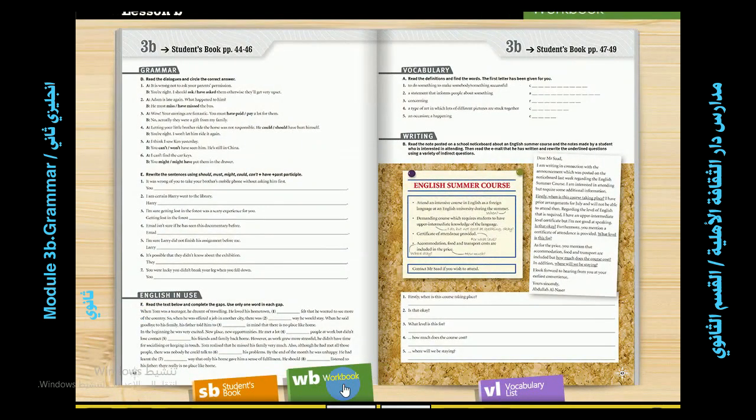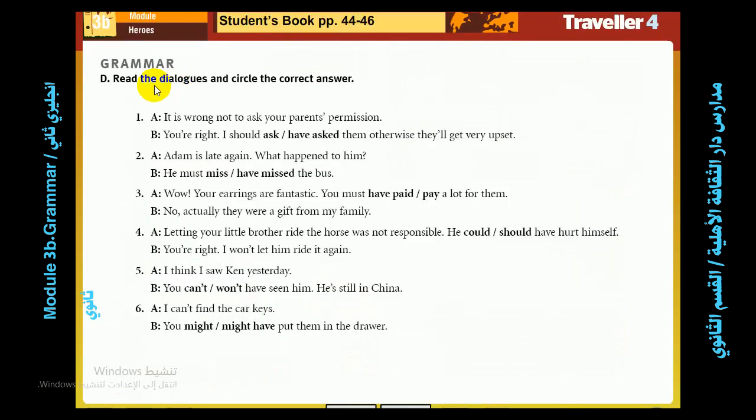Look at your workbooks at page 42. Exercise D. Read the dialogues and circle the correct answer. A. It's wrong not to ask your parents' permission. You are right. I should ask them, otherwise they will get upset. I should ask. In this sentence, I am not talking about the past, I am talking about the present.